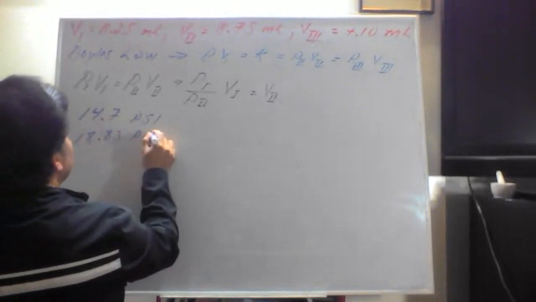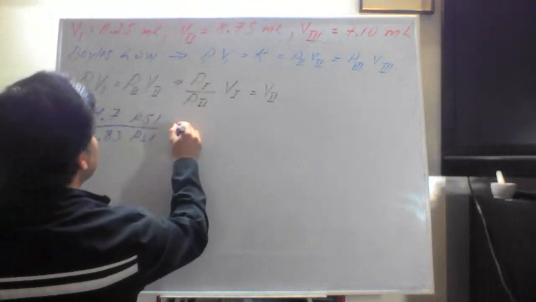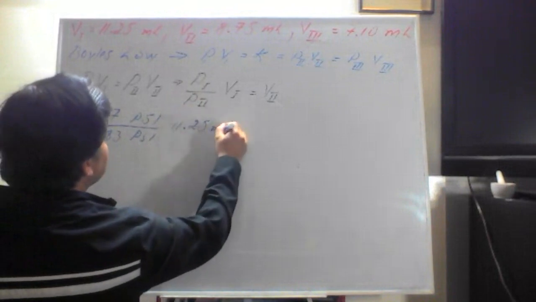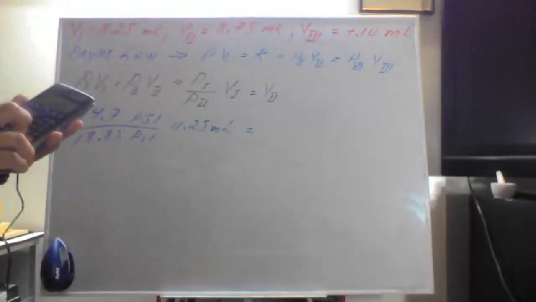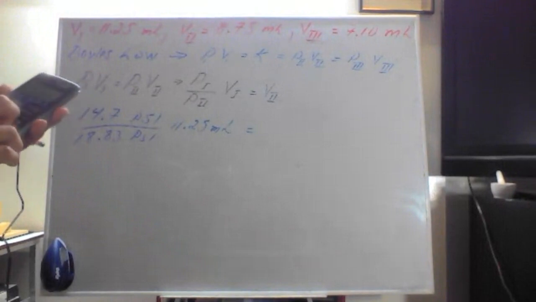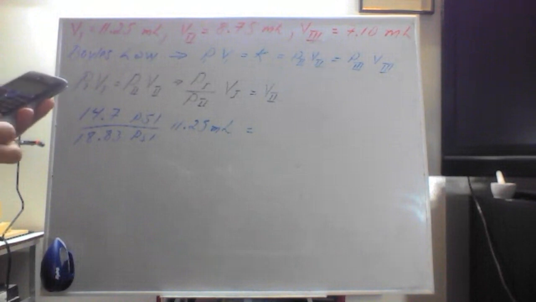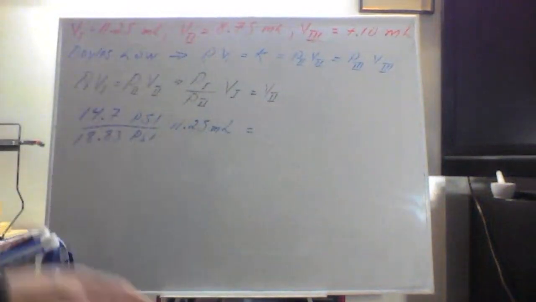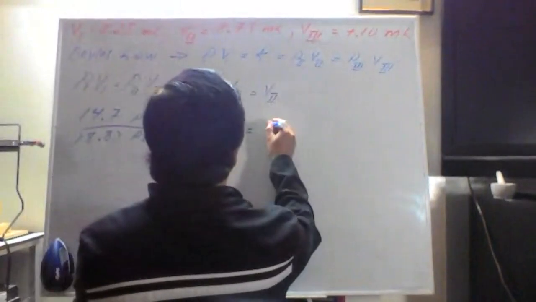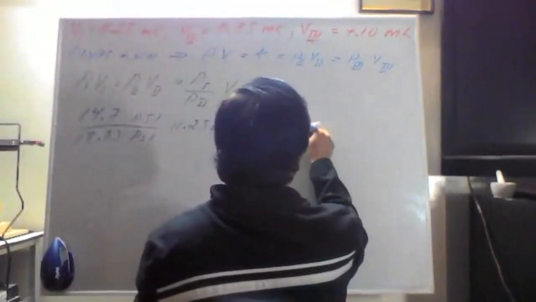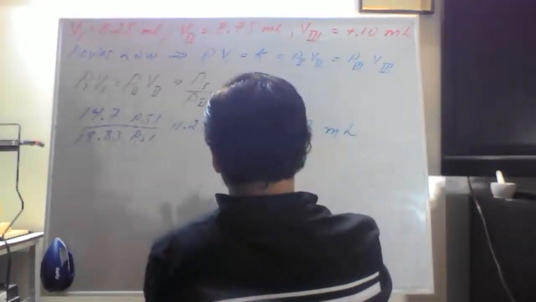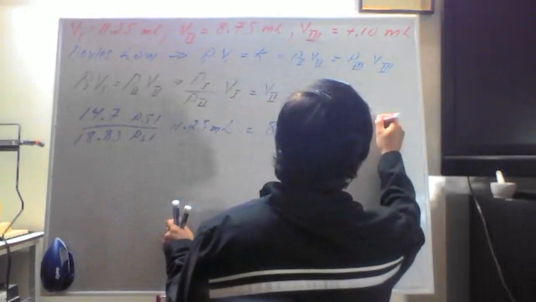18.83 pounds of force per square inch, and the volume number 1 was 11.25 milliliters. So we take the pressure, 14.7 over 8.83 times the volume number 1, we get an answer that is very close to that. It's not exact, but it's 8.78. So you have to compare that with 8.75.